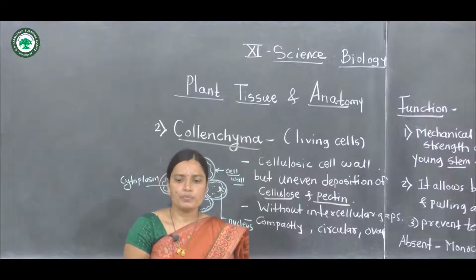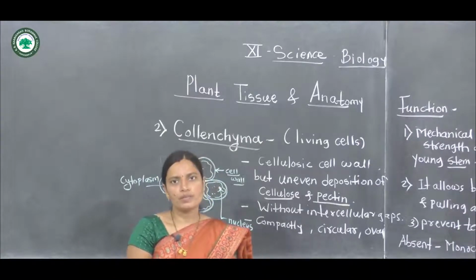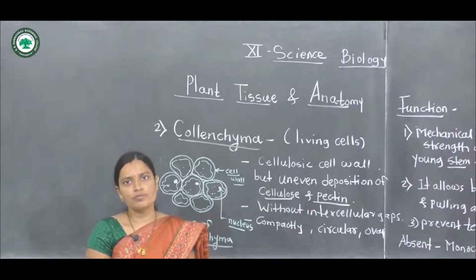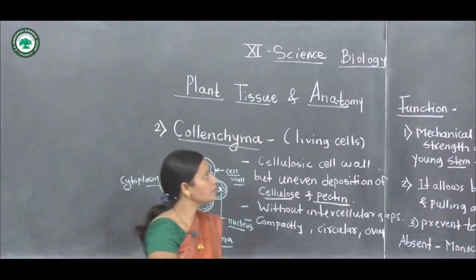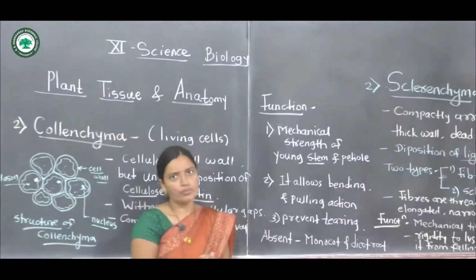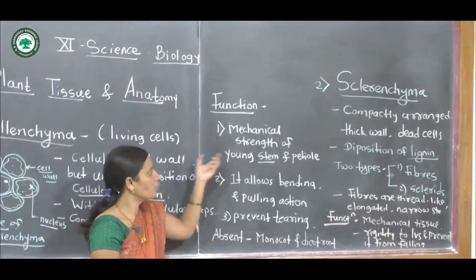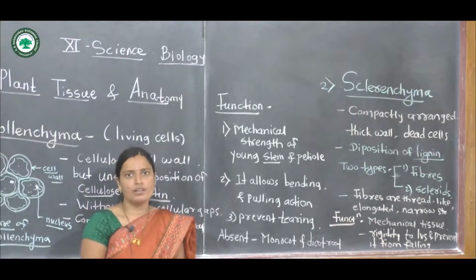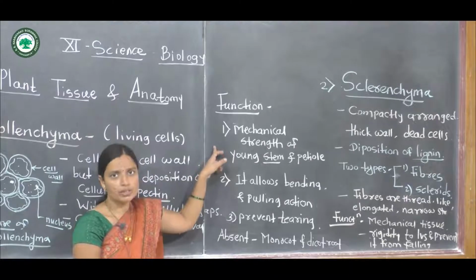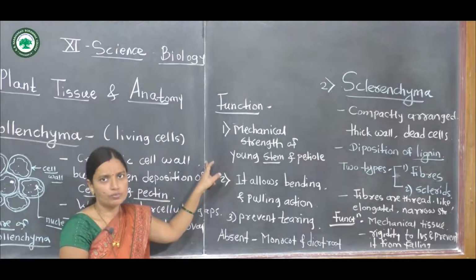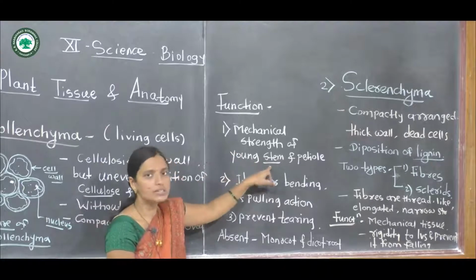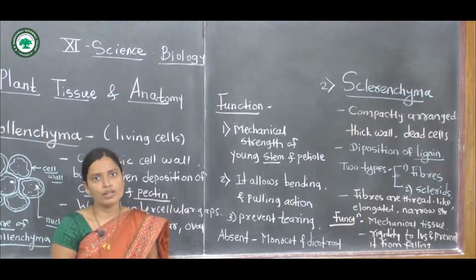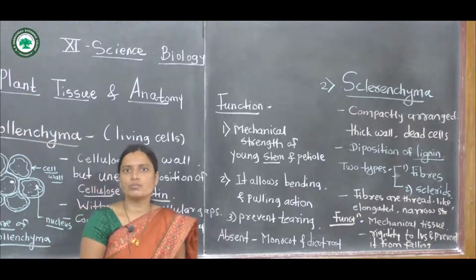Now collenchyma, an important tissue, is found in different parts of the plant body. Its most important function is that it gives mechanical strength to the young stem and petiole region. The petiole is the stalk of the leaf. This is the most important function of collenchyma: it gives mechanical strength to the plant body.